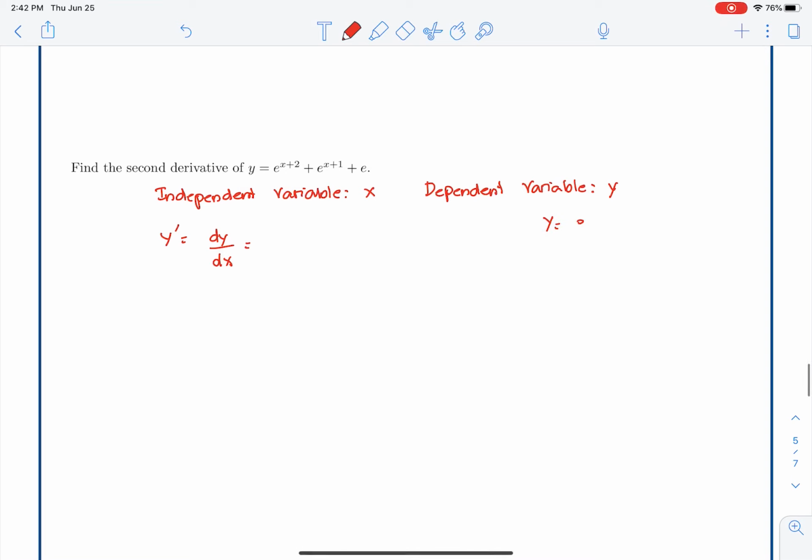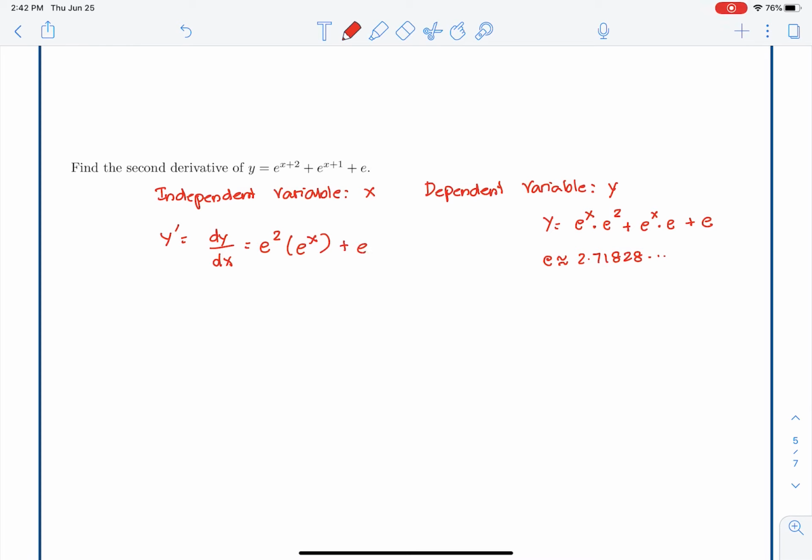E raised x plus 2, I could rewrite it as e raised x times e squared. E raised x plus 1, e raised x times e, plus e. Mind you, e is a number 2.71828, and it keeps on going. So if e is a number, e squared is also a number. So in the first term, e squared would remain as is. The derivative of e raised x is e raised x. In the second term, e would remain as is.